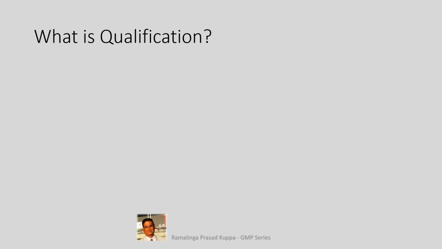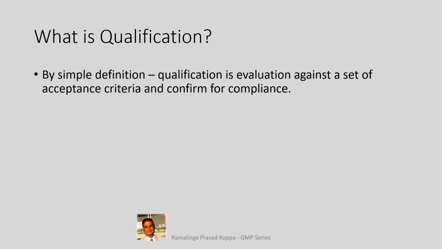What is qualification? By simple definition, qualification is evaluation against a set of acceptance criteria and confirmation of compliance. For example, you are a pharmacy graduate. That means you are qualified to be a person who passed the syllabus of pharmacy. Syllabus is a set of requirements, based on which there will be a challenge test as an examination, and you have to pass to get qualified. Then you get a certificate of compliance. It is as simple as this.